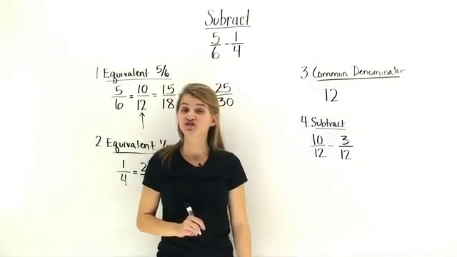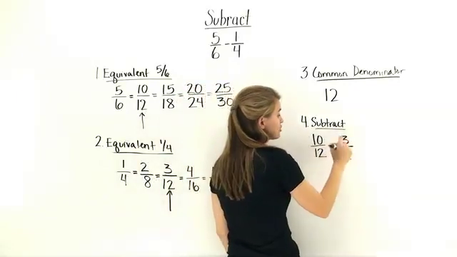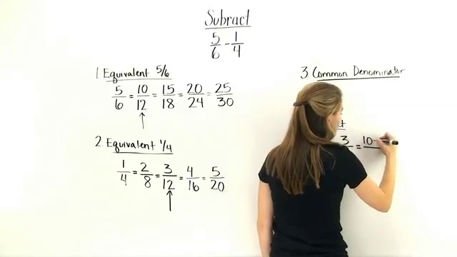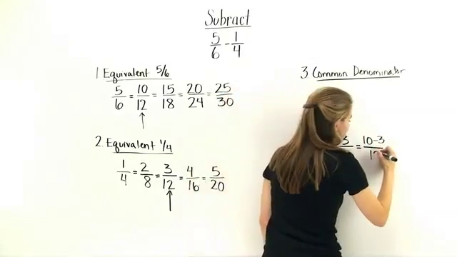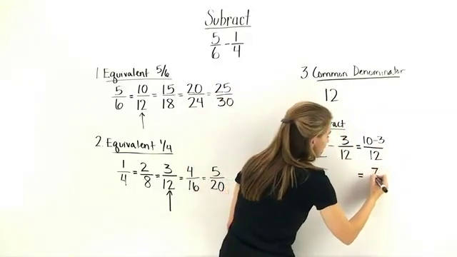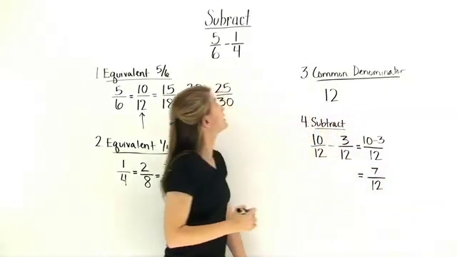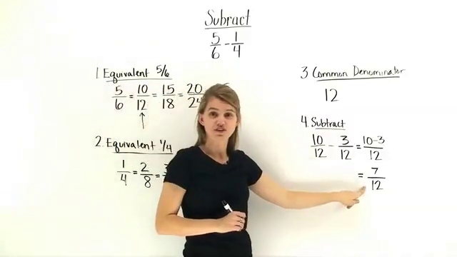To subtract a fraction from another fraction, we take the numerator of the first fraction minus the numerator of the second fraction, or 10 minus 3, all over our common denominator of 12. 10 minus 3 is equal to 7, and it's all over 12. That means 5/6 minus 1/4 is equal to 7/12.